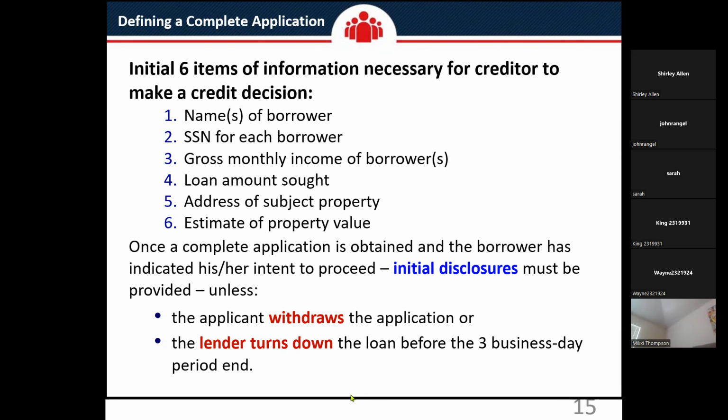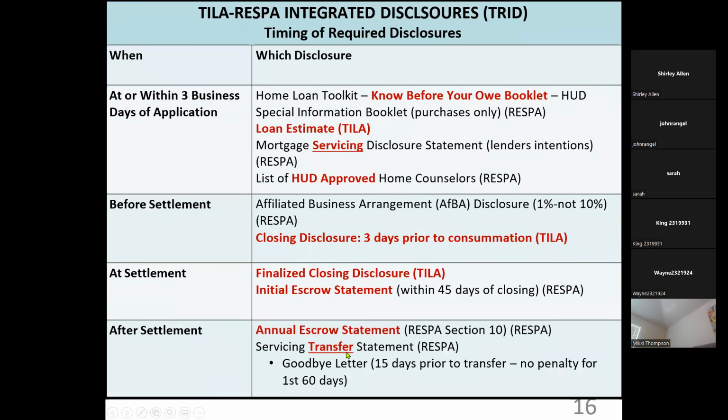So again, the only time we don't end up with the initial disclosures is if the applicant withdraws the application or the lender turns down the loan before the 3 business days. Let's go through RESPA, and then I'll give you the break at the end here.